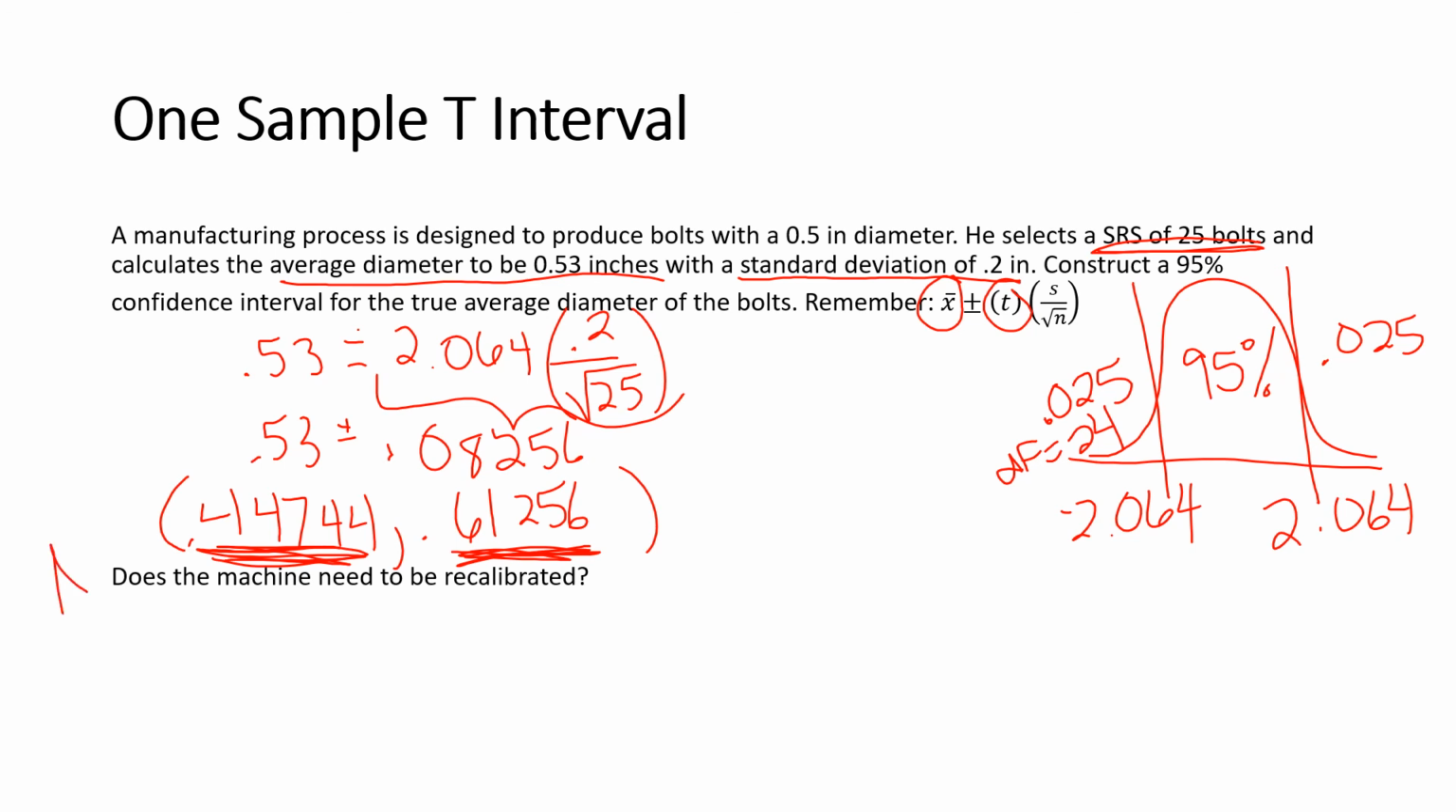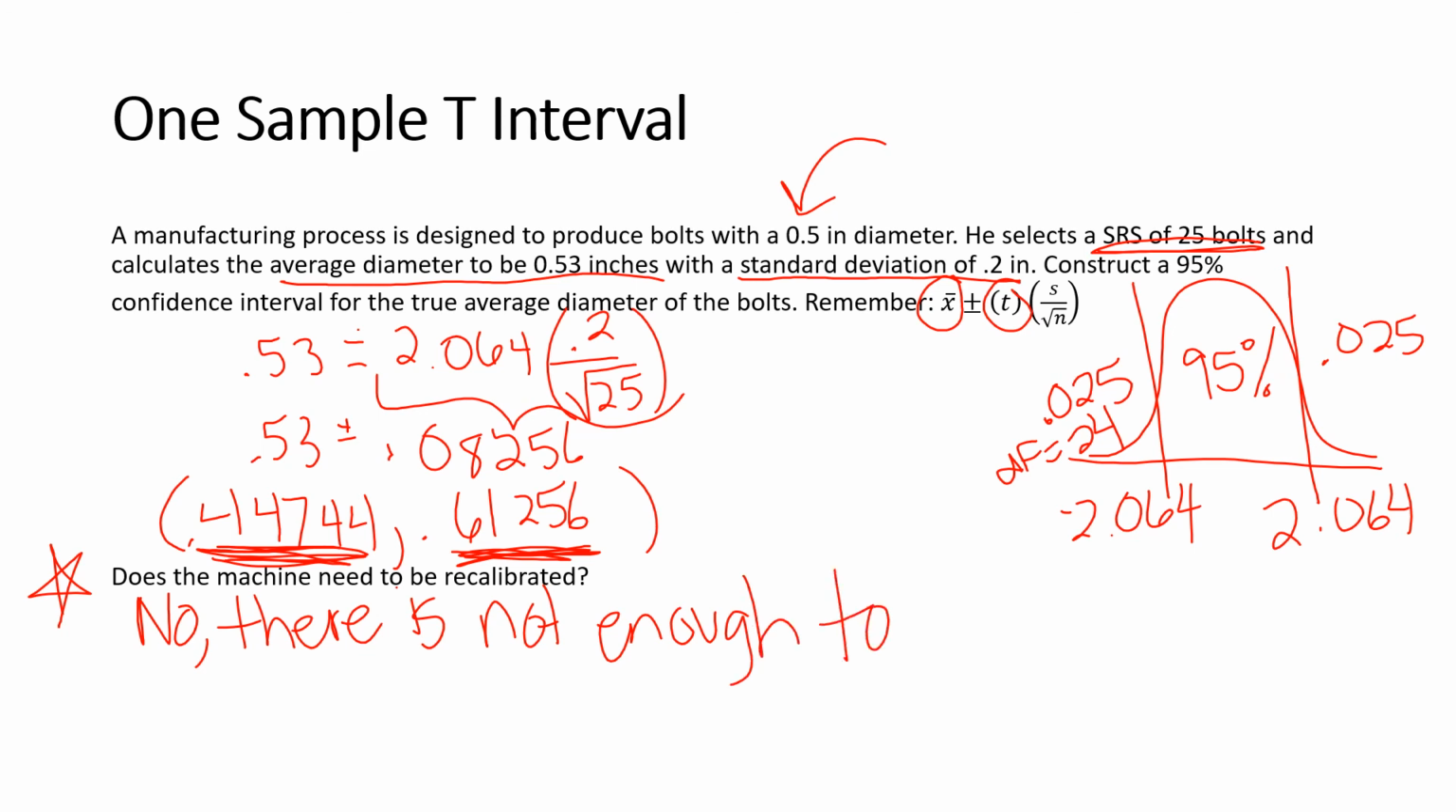So, does the machine need to be recalibrated? Well, remember, they're supposed to be ½ an inch in diameter. So, on the low end, maybe the bolts are being produced too low, and on the upper end, maybe the bolts are being produced too large. But you know what's in between those numbers? 0.5, so maybe they're being produced just right. So, does the machine need to be recalibrated? No. There is not enough evidence to say that the bolts are not being produced correctly.